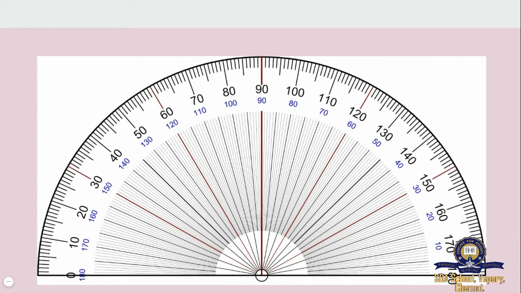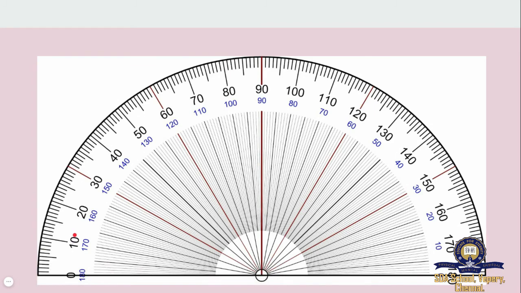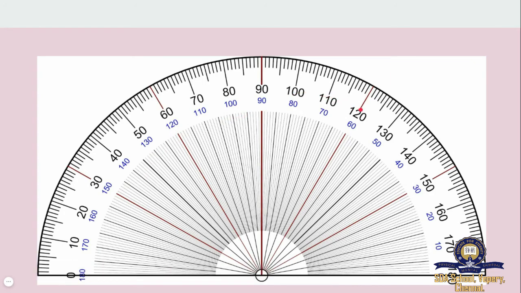Okay, this bottom 180 degree is there. It is a straight angle. Then the 90 degree is here. It is L shape, so it is a right angle. The numbers 80, 70, 60, 50, 40, 30, 20, 10, and here also 80, 70, 60, 50, 40, 30, 20, 10, are all acute angles. The numbers 180, 170, 160, 150, 140, 130, 120, and here 100, 110, everything are obtuse angles.